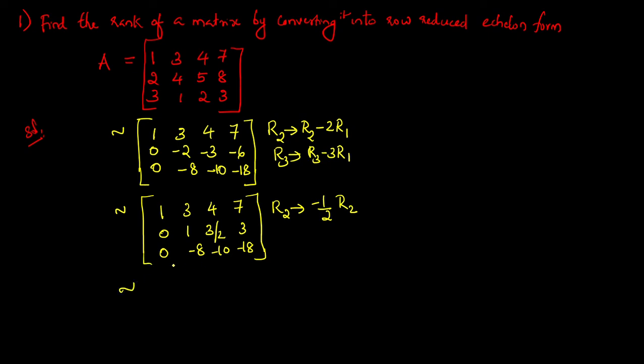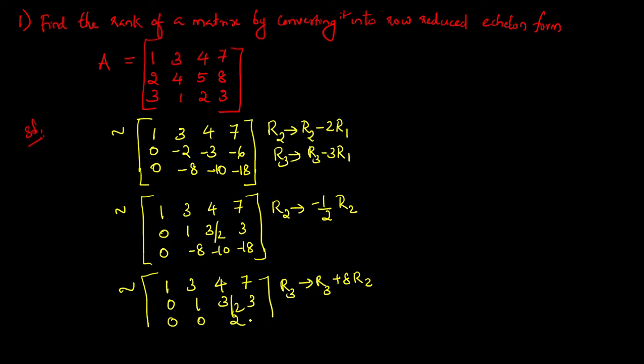We have to make the second element of the third row 0. For that, use the row transformation R3 gives R3 plus 8 R2. Then we get the third row as 0, 0, 2, 6.